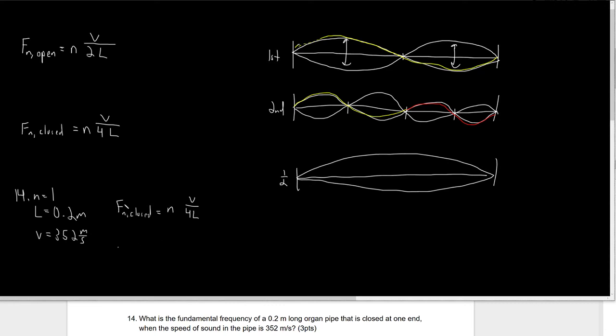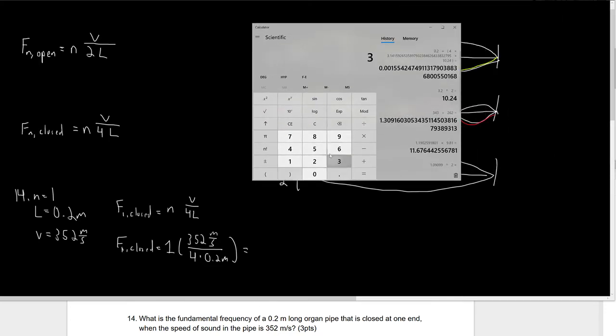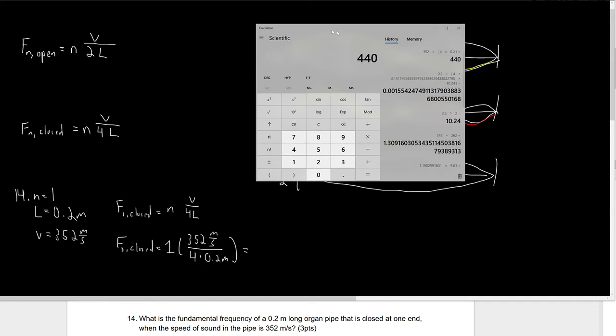We're not going to go with n. We're not looking for Fn, we're looking for F1. So F1 closed is equal to 1 times the wave speed, which they told us was 352 meters per second, over 4 times the L, which they said was 0.2 meters. I don't need to care about the 1. So bring out the trusty calculator: 352 divided by, parentheses, 4 times 0.2, equals 440.